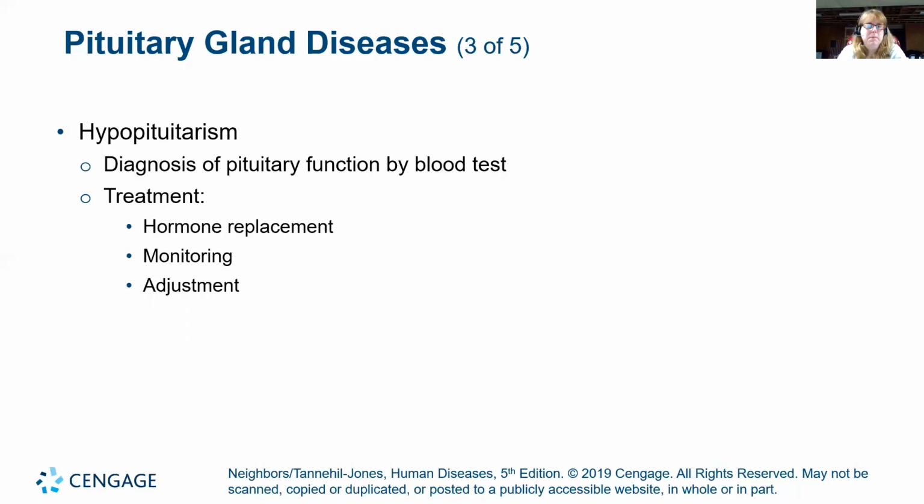Both hypo- and hyperpituitarism are diagnosed using pituitary function blood tests. The treatment for too low an activity in your pituitary is hormone replacement. Then they monitor the replacement to try to get the right dosage so that they can make adjustments as they need to.